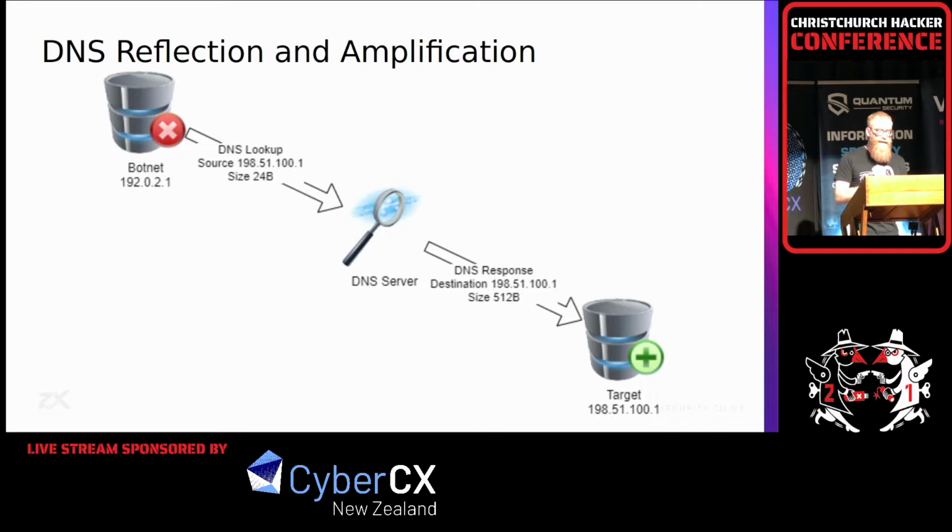So reflective is, with UDP messages, you can set the source address to be your target as opposed to you. So in this example, we've got the botnet doing a DNS query, and it sets the source as actually the target, so when the DNS server responds, it's sending it to the target, not back to the botnet. And there's also amplification going on in that the DNS request might only be 24 bytes, quite small. The response can be up to 512 bytes, so you're getting a 20 times amplification. So if we've got 1 byte leaving the botnet, you've actually got 20 bytes hitting the target.